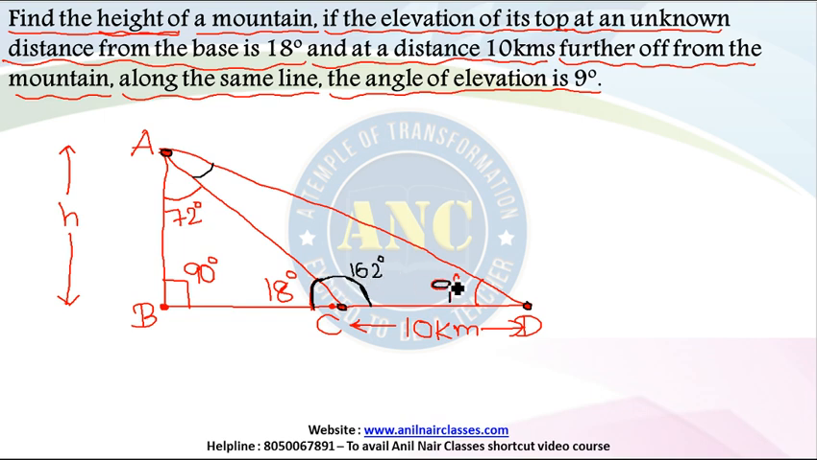162 plus 9 is 171. But the sum of the three angles should be 180 degrees. So this particular angle A should be the remaining 9 degrees. I hope you are able to understand this. Now, this is 9 degrees. This also is 9 degrees. That means it's an isosceles triangle. In an isosceles triangle, two angles will be equal. If two angles are equal, their corresponding opposite sides will also be equal. That means opposite to this 9 degrees, the side given is 10 kilometers. Opposite to this 9 degrees also, the side should be 10 kilometers.